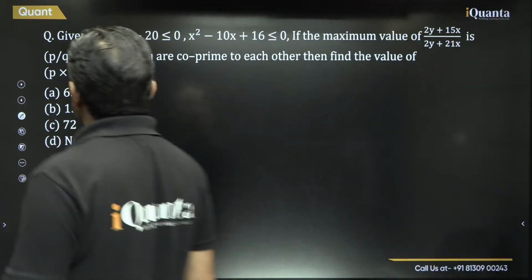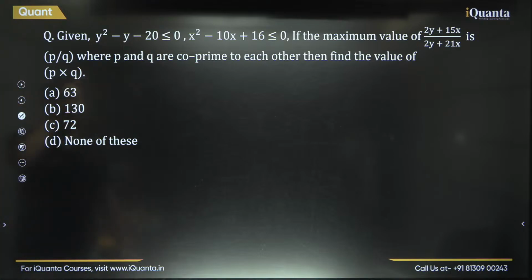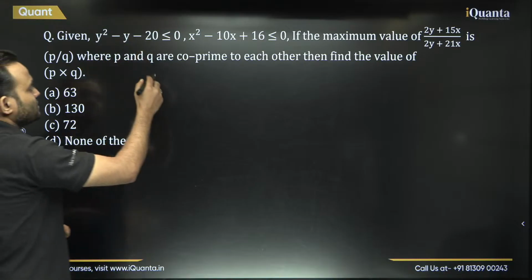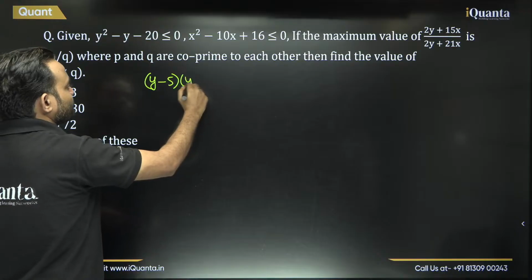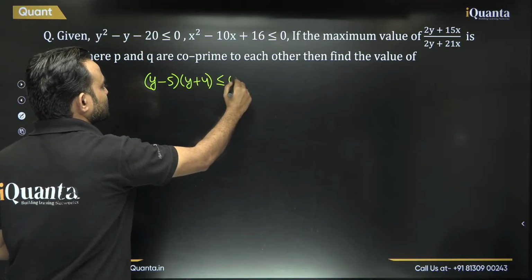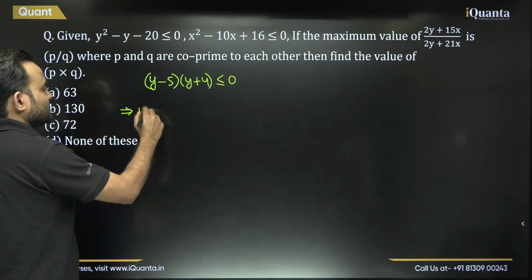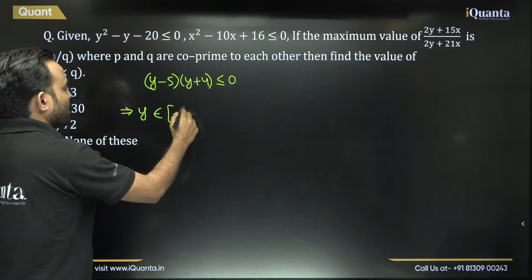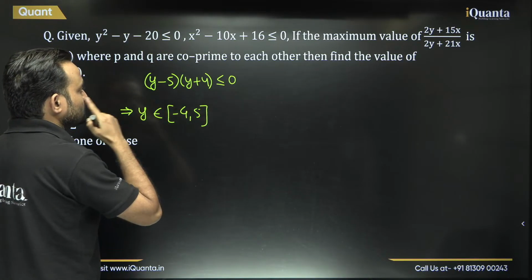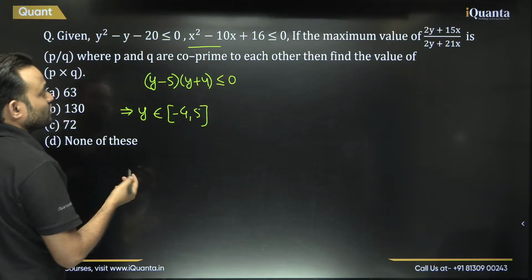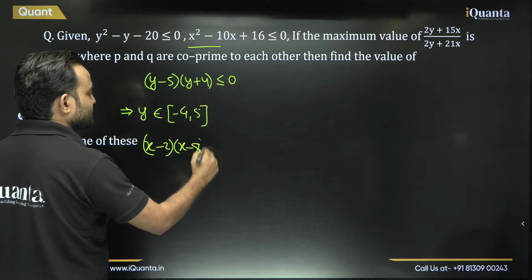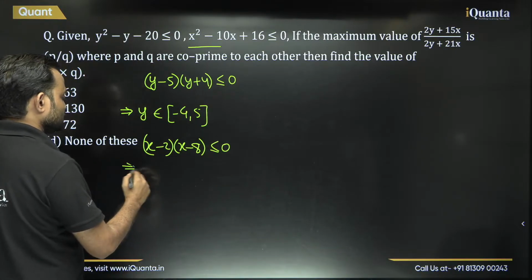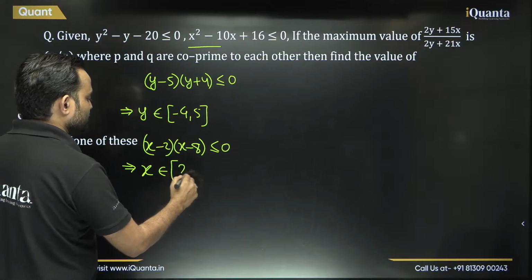So look, how do we solve these type of questions? It says given y square minus y minus 20 less than equal to 0. So first of all, we can write it as y minus 5, y plus 4 is less than equal to 0, or what we can say that y belongs to minus 4 to 5, right? Similarly, this inequality, we can say x minus 2 into x minus 8 is less than equal to 0, or x is element of 2 to 8.